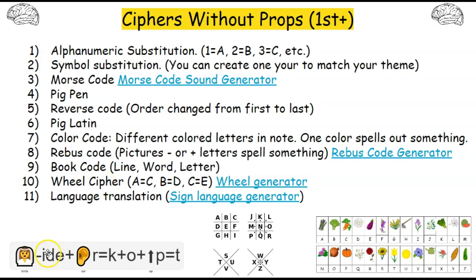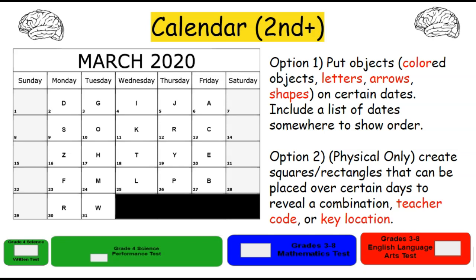Calendar puzzles are appropriate for second grade and above. They are mental puzzles, so you can use them for digital or physical breakouts, depending on the type you're using. For option number 1, you put objects, either colored objects, letters, arrows, or shapes, onto certain dates. You include a list of the dates somewhere to show the order. Option number 2, this is for physical breakouts only. You create squares or rectangles that can be placed over certain days to reveal a combination, teacher code, or key location. So it's kind of a combination between calendar and a grill code.